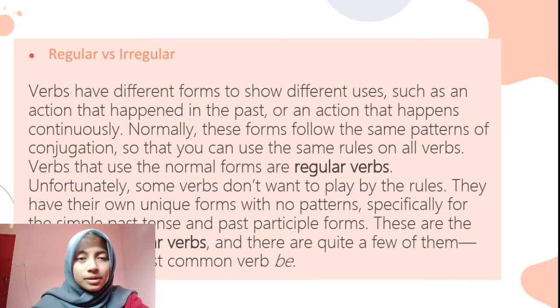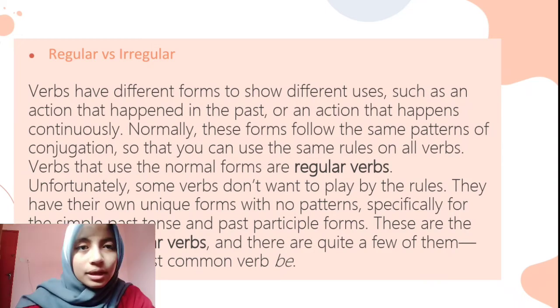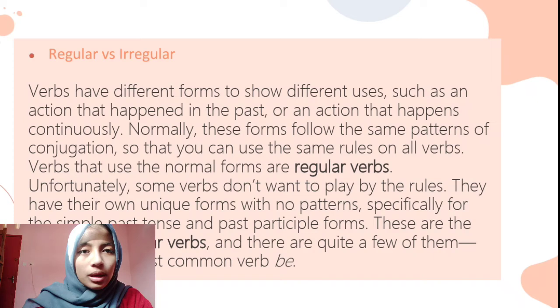Next, regular versus irregular. Verbs have different forms to show different uses, such as an action that happened in the past or an action that happened continuously. Normally, these forms follow the same patterns of conjugation so that you can use the same rules on all verbs. Verbs that use the normal forms are regular verbs. Unfortunately, some verbs don't want to play by the rules. They have their own unique forms with no pattern, specifically for the simple past tense and past participle forms. These are the notorious irregular verbs, and there are quite a few of them, including the most common verb, be.